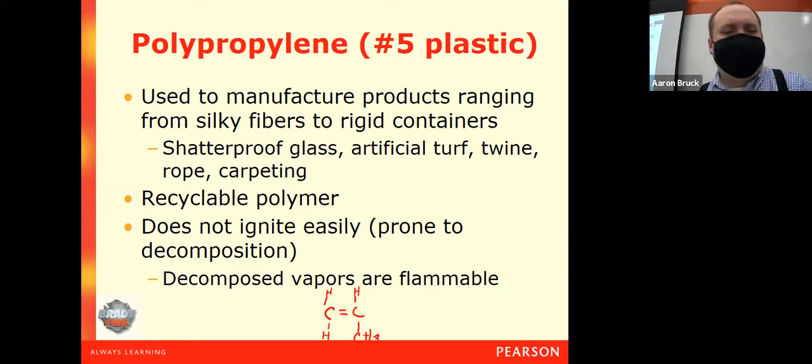In its fibrous kind of application, we see polypropylene used for things like shatterproof glass in hockey arenas, artificial turf on football fields and in soccer stadiums. It can be used in making twine or rope or carpeting.